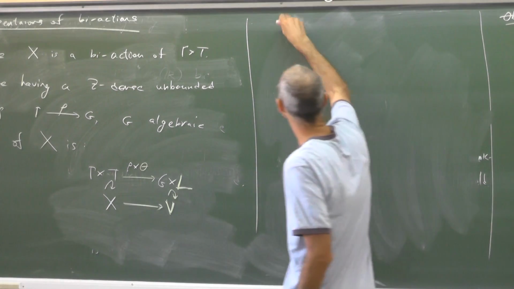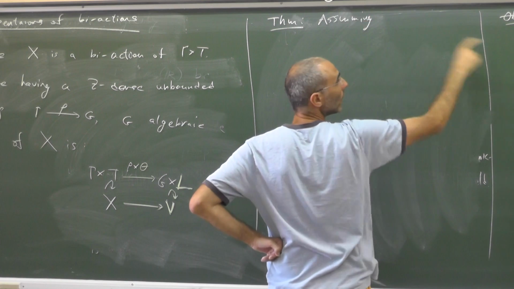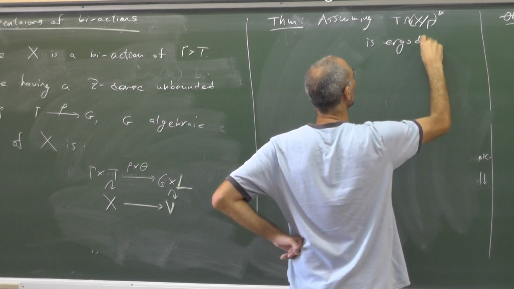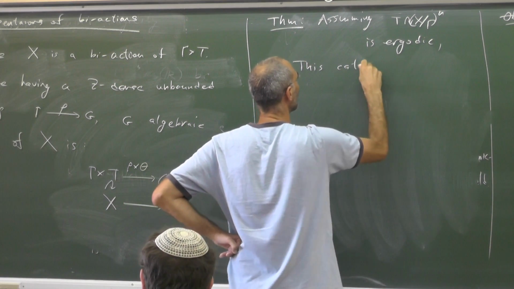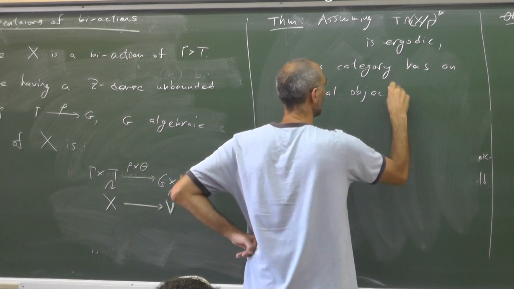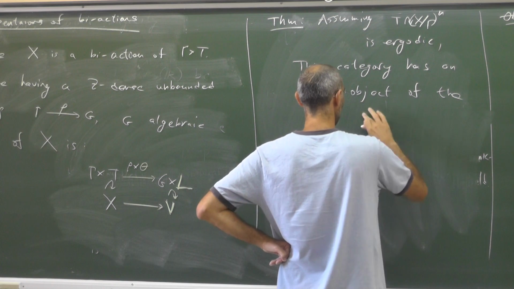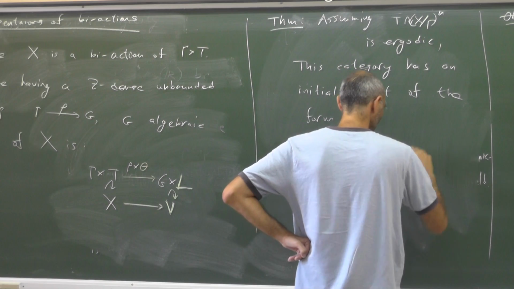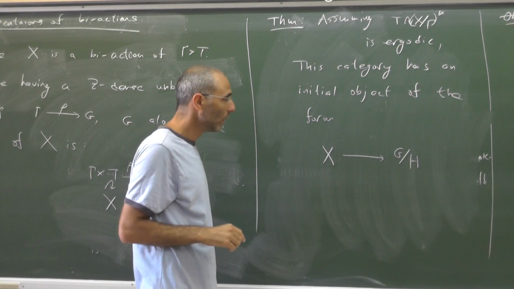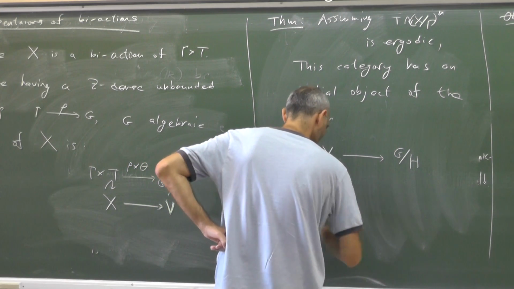I will now state the theorem that we mentioned: assuming what we observed there, that the T action on X mod gamma to the N is ergodic for every N, this category then has an initial object of the form, well, it should be a map from X to some G mod H. So this would be a homogeneous G space. But of course, there should be an L action on it as well.